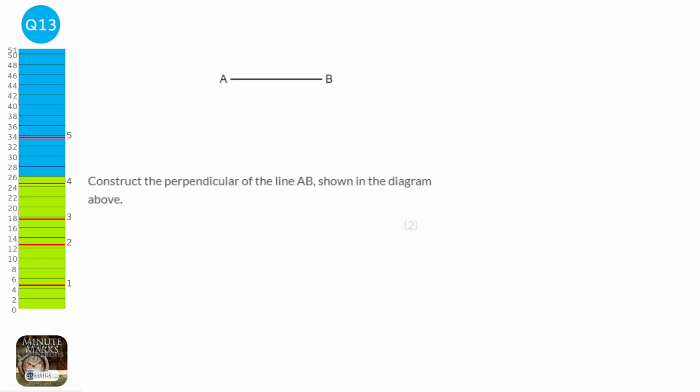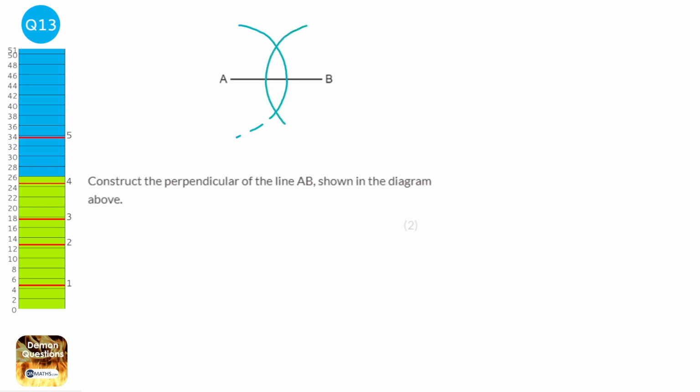There's a very specific way to draw a perpendicular from a line. What you do is you get a pair of compasses and measure roughly 3/4 of the way between A and B, and draw an arc from point A, and we're going to draw an arc from point B.